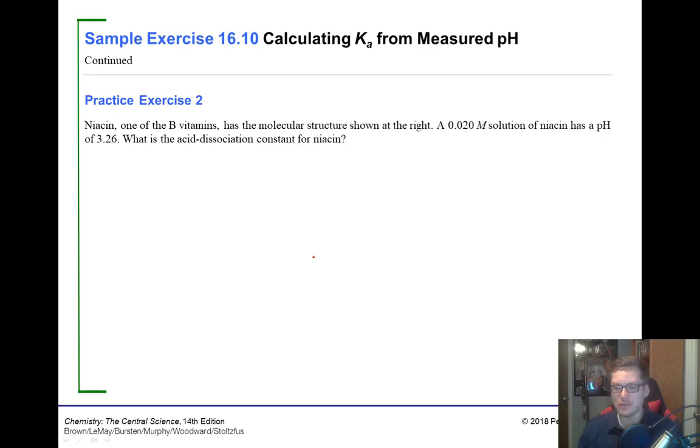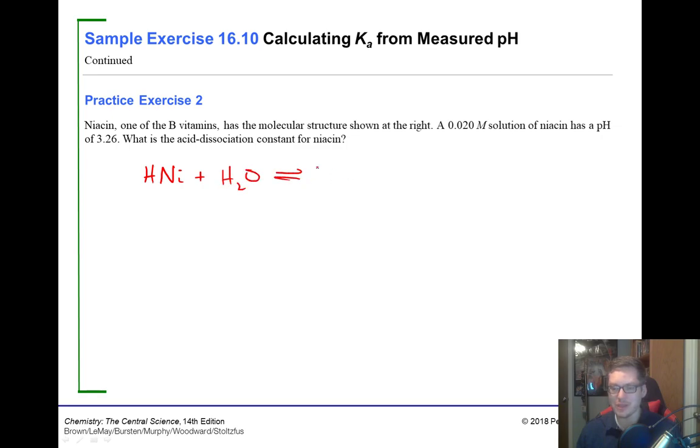All right, so let's see if we can do this. Just generally, let's write out a formula. Niacin, I mean, look at this thing, we don't really need to write all that out. So we'll just call it HNi. There's our acidic niacin, and then we're going to mix that with water.